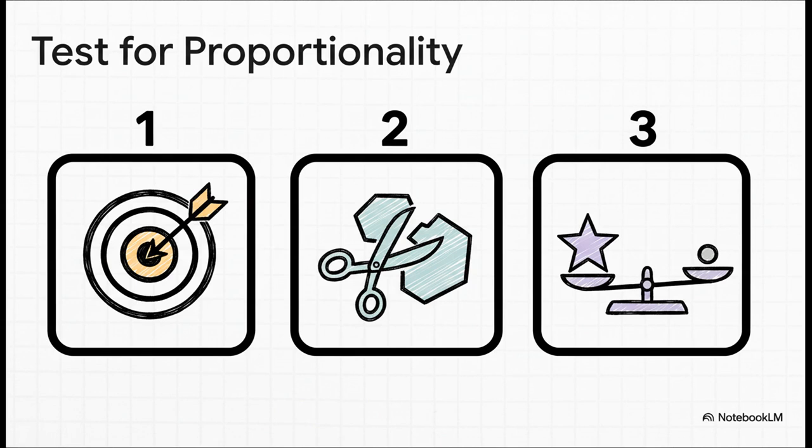First, the action has to be suitable for achieving the intended goal. Second, it must be limited to only what is necessary to achieve that goal. And third, the burden it places on individuals can't be excessive when compared to the objective being pursued.